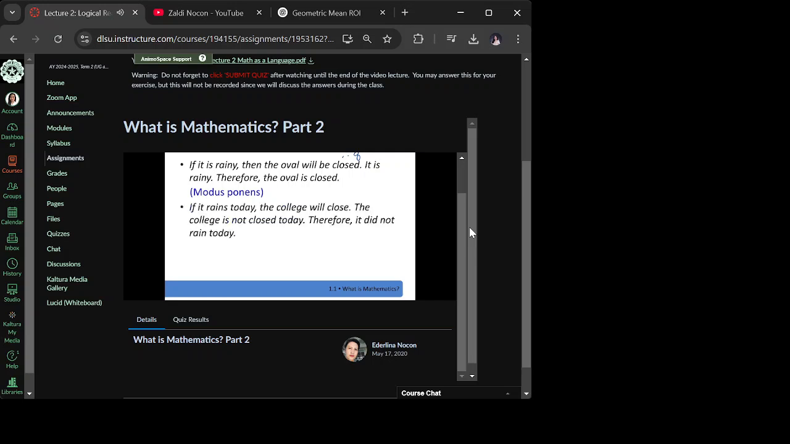If it rains today, the college will close. P implies Q, with P being it rains today, and Q being the college will close. The college is not closed today. Therefore, it did not rain today. This is valid by modus tollens.